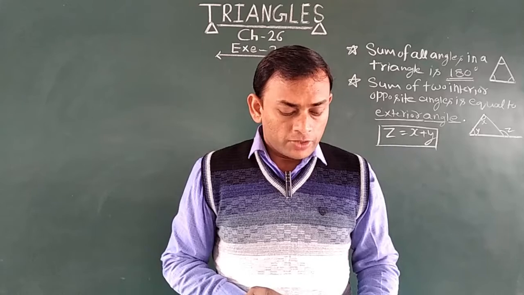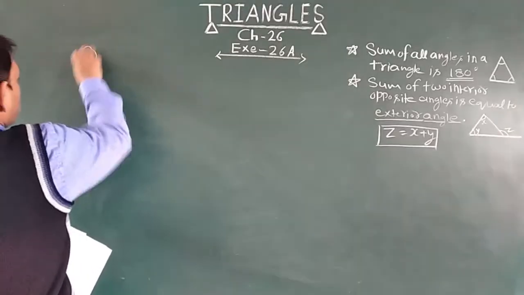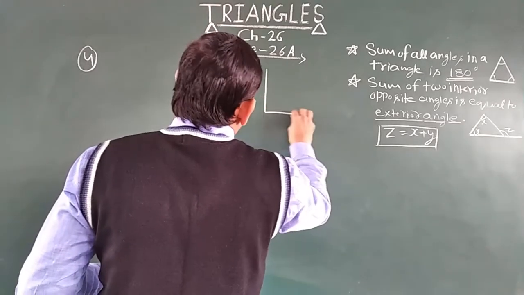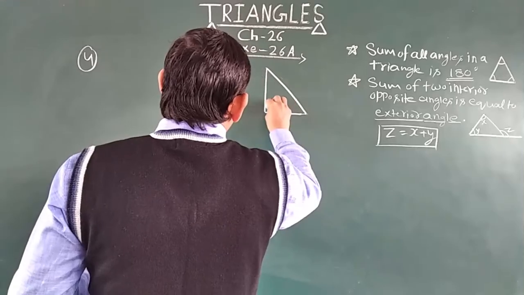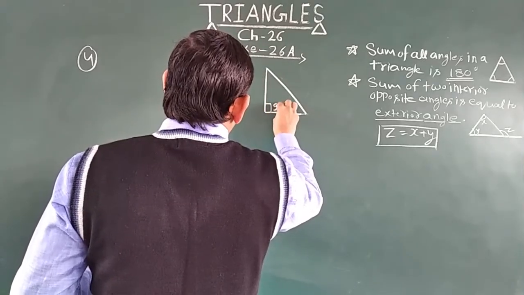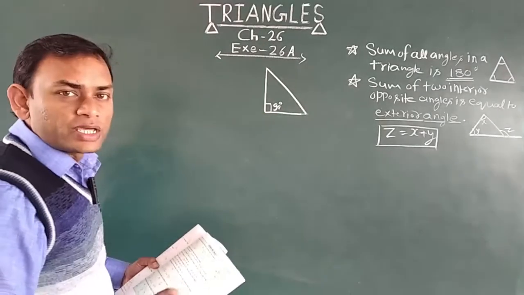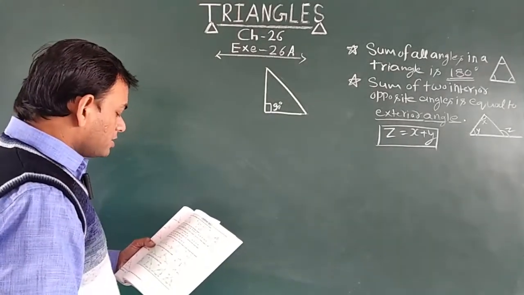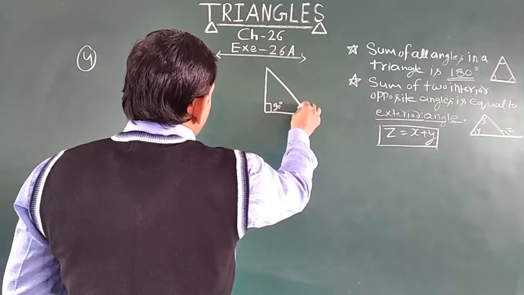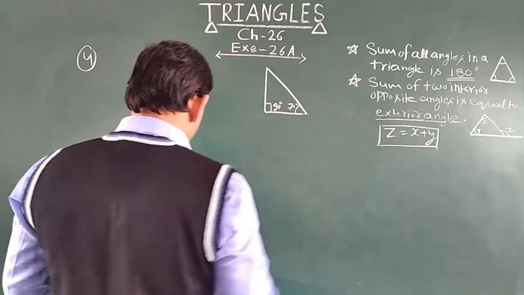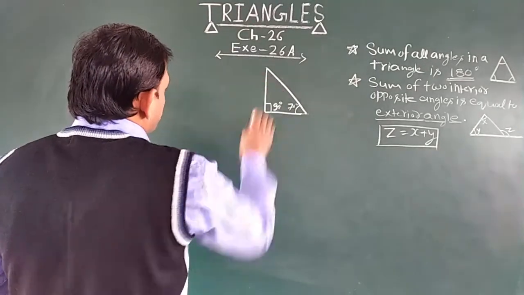In question number 4, one right angle triangle is given. A right angle triangle, as I told you, is one in which one angle is 90 degrees. The question is saying that in the right angle triangle one angle is given as 70 degrees. Suppose this is the 70 degree angle, so you have to find the other acute angle, the third angle.